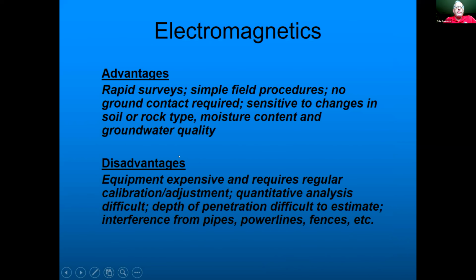Simple field procedures. Unfortunately, the equipment's very, very expensive. The basic unit that we used cost about $30,000, versus the resistivity, where you can actually build a resistivity instrument for a few $100s. So it's kind of a big difference in price. And you get interference from pipes, power lines, fences, etc.